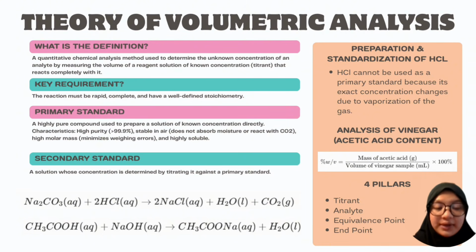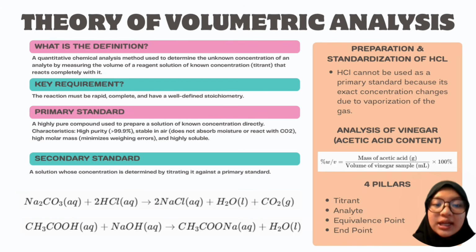For this to work perfectly in a lab, the chemical reaction must be incredibly fast. It must go to completion, and we have to know its exact balanced chemical equation. To understand volumetric analysis, we need to master four critical terms. The first one is the titrant, which is what we put in the burette. It's our known standard. Next is the analyte, which is down in the conical flask, like our mystery solution.